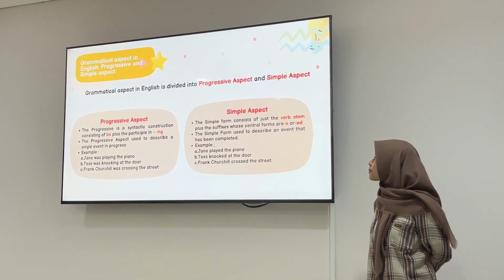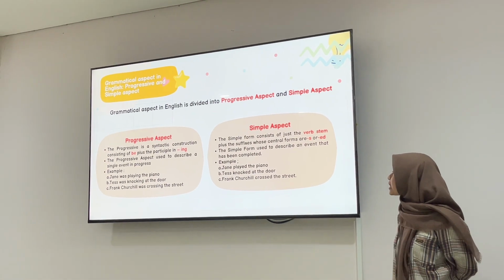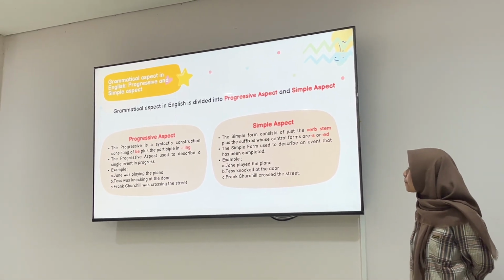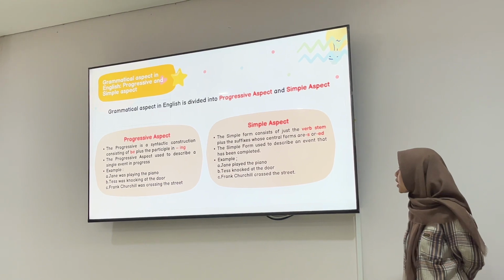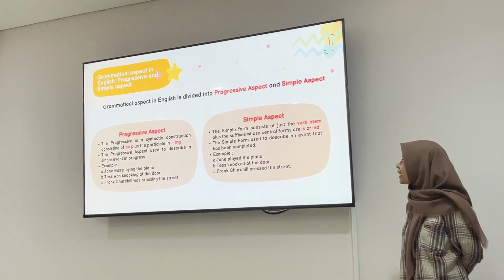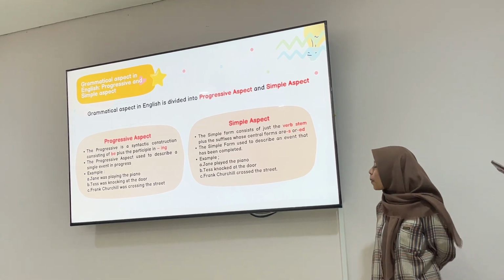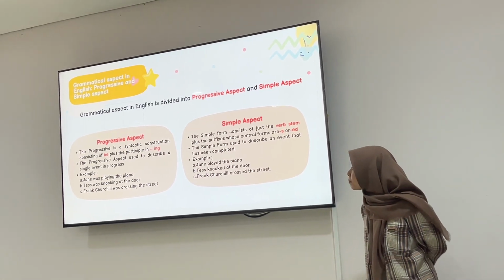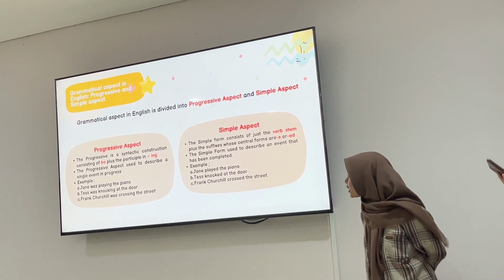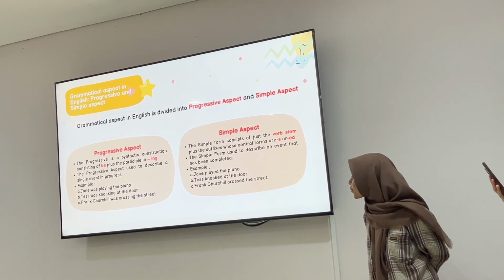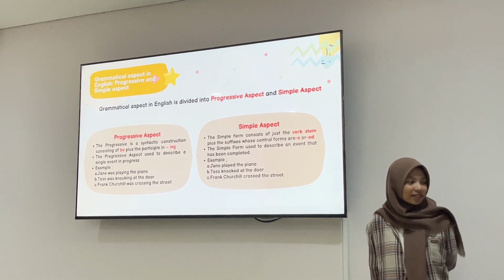The simple aspect form consists of just the verb stem plus the suffixes whose central forms are -s or -ed. The simple form is used to describe an event that has been completed. Example: Jane played the piano, Taz knocked at the door, and Frank Churchill crossed the street. Next.